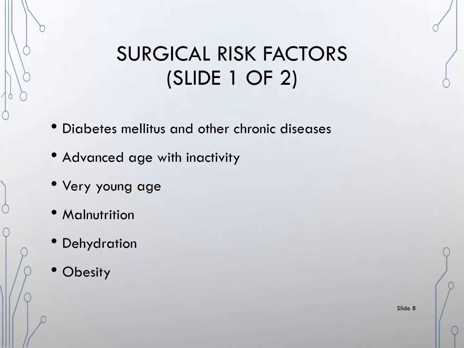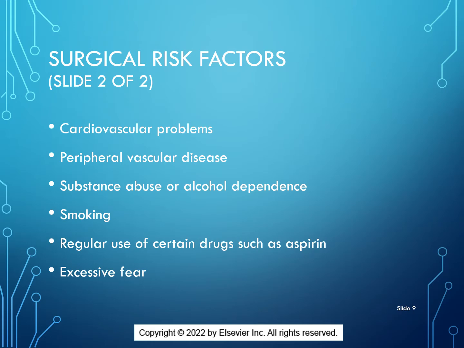On page 750 in table 37.1, we can see some surgical risk factors. Diabetes and other chronic diseases, advanced age coupled with inactivity, a very young age, which would be our infant population, malnutrition, dehydration, obesity, cardiovascular problems, peripheral vascular disease, substance use disorder or alcohol abuse disorder, smoking, regular use of certain drugs. This doesn't only apply to recreational drugs. Notice how in the key points it mentions aspirin and anticoagulants, as well as corticosteroids, and excessive fear.